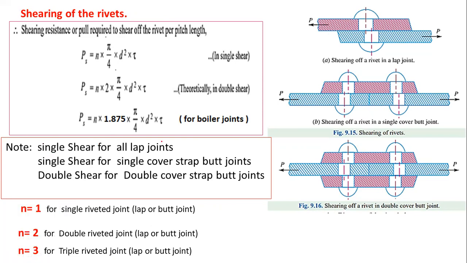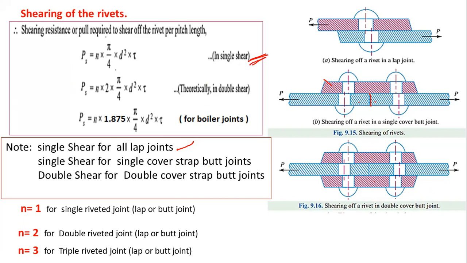Here, for single shear, for all types of lap joints, you have to consider this formula. Also for single shear, for a single cover butt strap joint, you can observe these are the two plates. This one is a butt joint, and this is a cover plate. For single cover butt joints, you have to consider single shear.